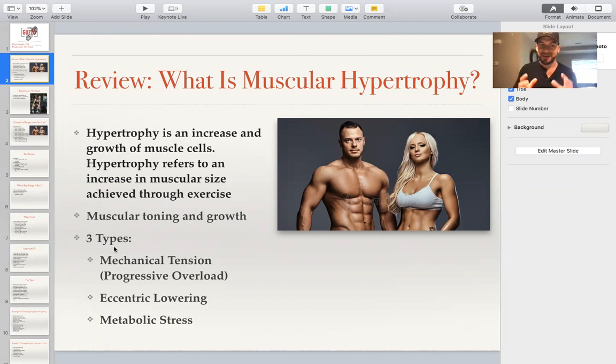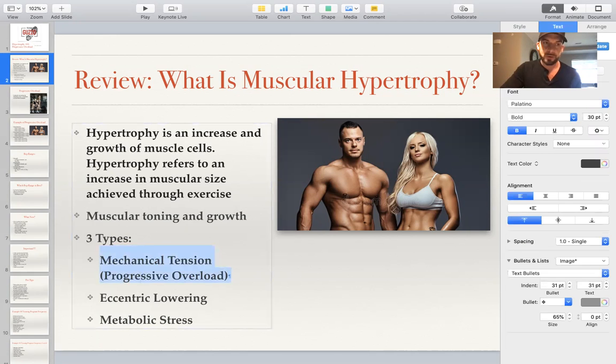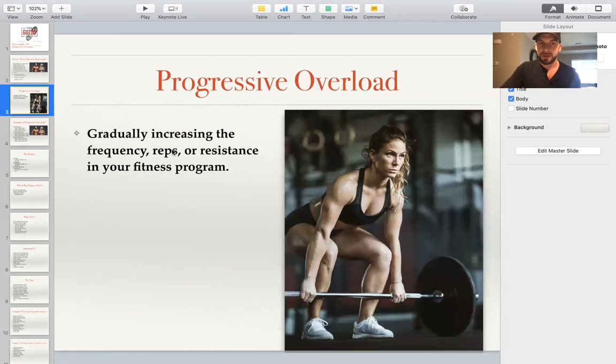Today, we're going to go through mechanical tension, which is basically progressive overload. There's eccentric lowering, which we'll go over in the next video, and then metabolic stress. So we're going to talk specifically about mechanical tension, progressive overload, okay? So progressive overload is gradually increasing. This is the most simple, most basic way that you can build muscle strength. You can even build endurance through this, all right?